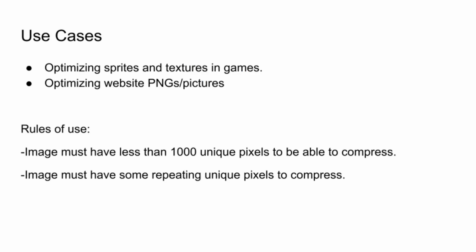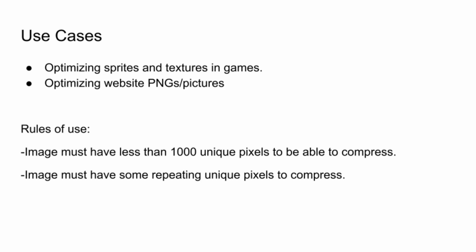The use cases of the software are pretty simple. It's either used for optimizing sprites and textures in games, or it can be used for optimizing websites with PNGs and pictures. But the main rule of the software is that each image cannot have more than 1,000 unique pixels in its unique list. This is because of the way that the index list works, and you can see how this happens if you look at the code and understand it.